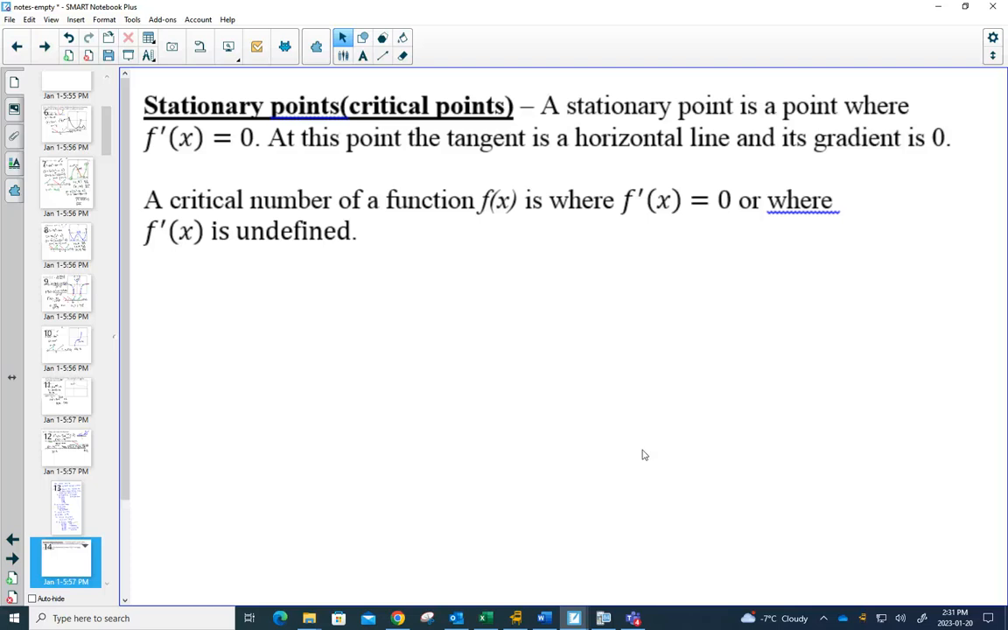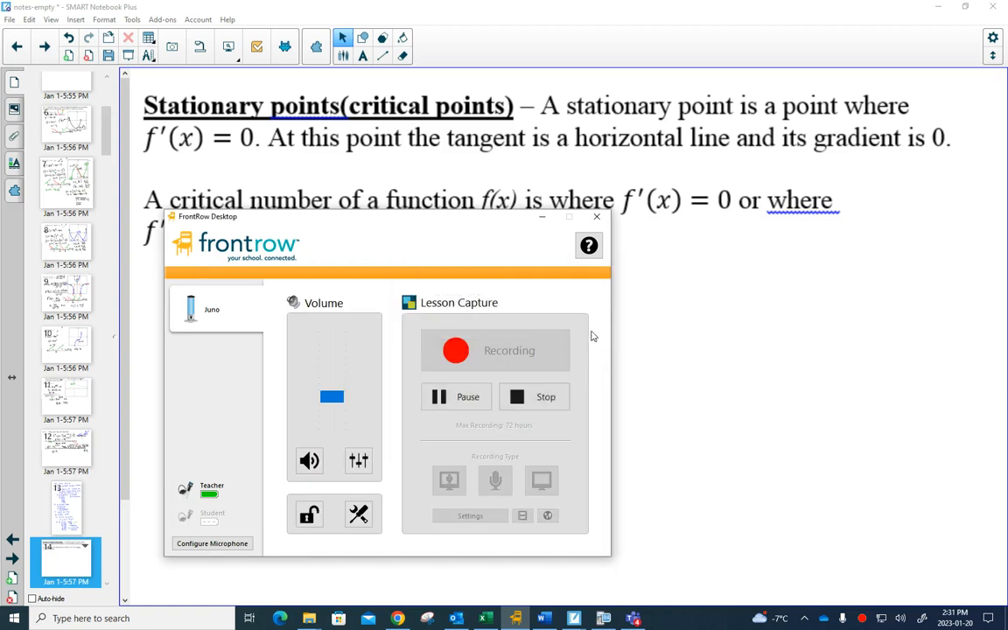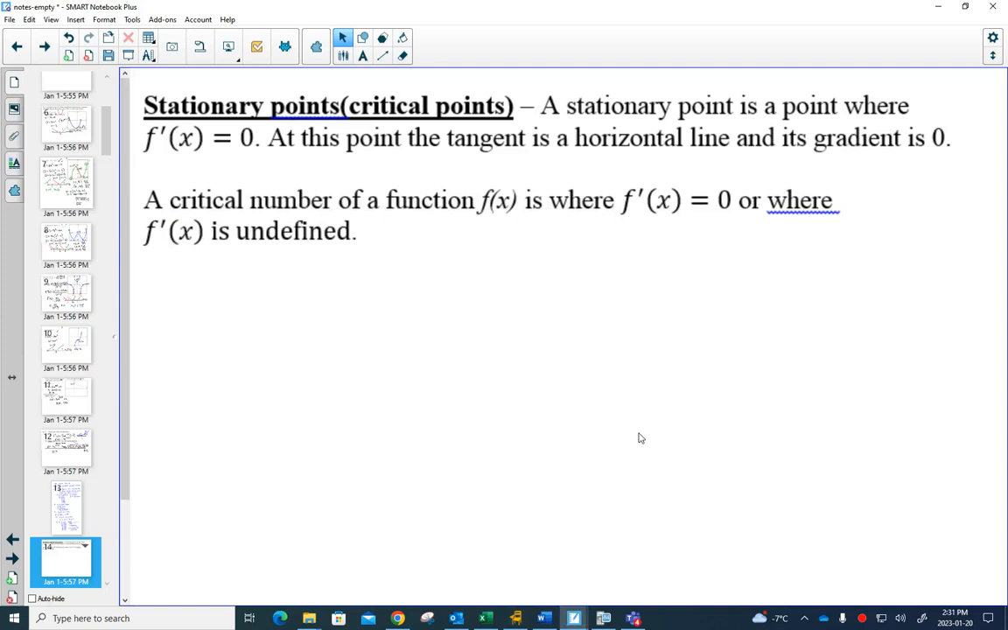Did it start? Yes, it has. Is it working? It's blinking. It looks like it's working.